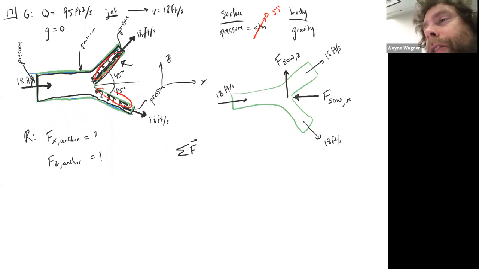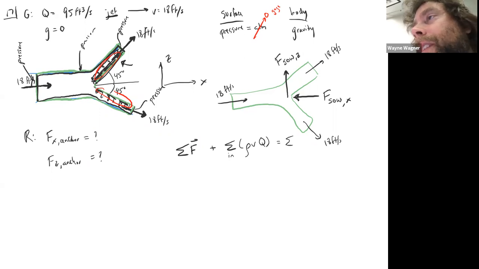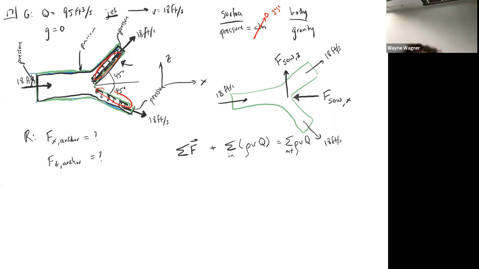Some of the forces plus the sum in of rho VQ equals the sum out of rho VQ. Okay, and before I get into this, I want to note a few important things. One, the arrows. Note where the arrows are. Those are the vector quantities. Those are the things that have signs.